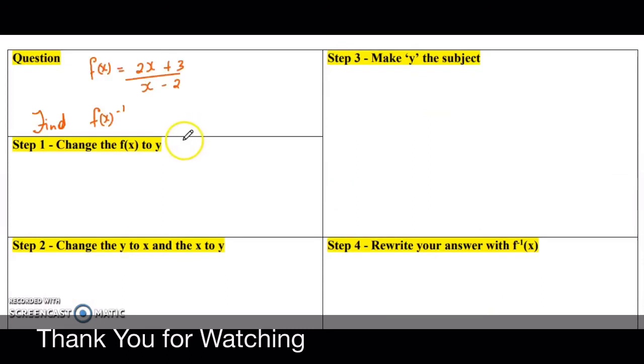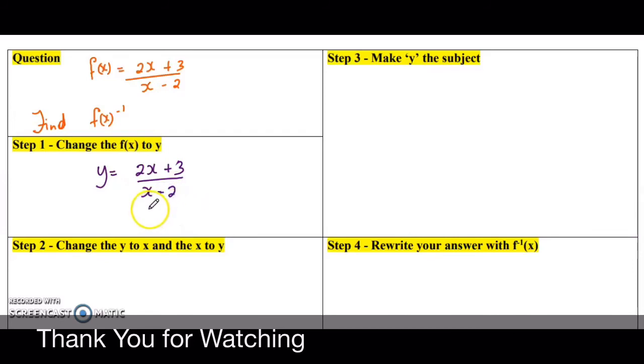This will be our last example for today. So we have f of x is equal to 2x plus 3, and then we have that over x minus 2. So we're going to change the f of x to y. So I have y is equal to 2x plus 3 divided by x minus 2.